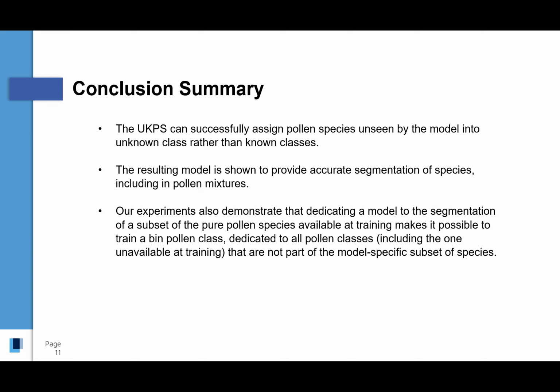In conclusion, the UKPS we proposed can successfully assign pollen species unseen by the model into the unknown class rather than known classes. The resulting model is shown to provide accurate segmentation of species, including in pollen mixtures. Our experiments also demonstrate that dedicating a model to the segmentation of subsets of pure pollen species available at training makes it possible to train a main pollen model dedicated to all pollen classes, including those unavailable at training that are not part of the model-specific subset of species.